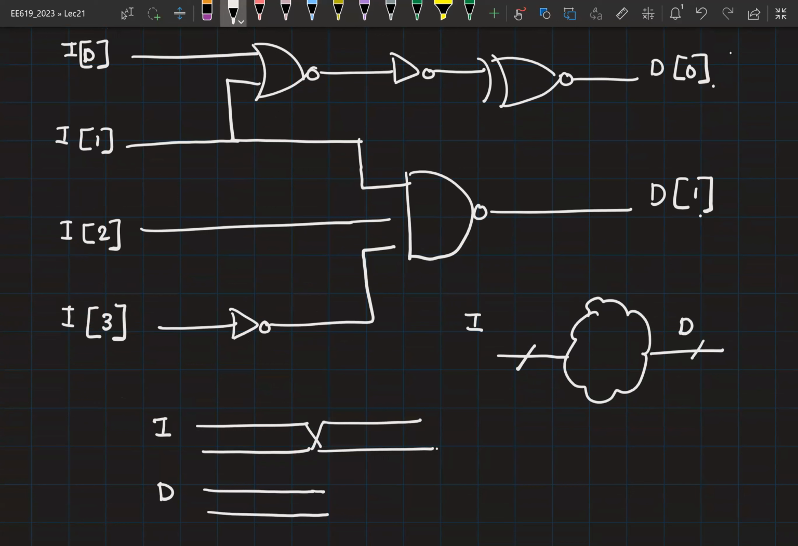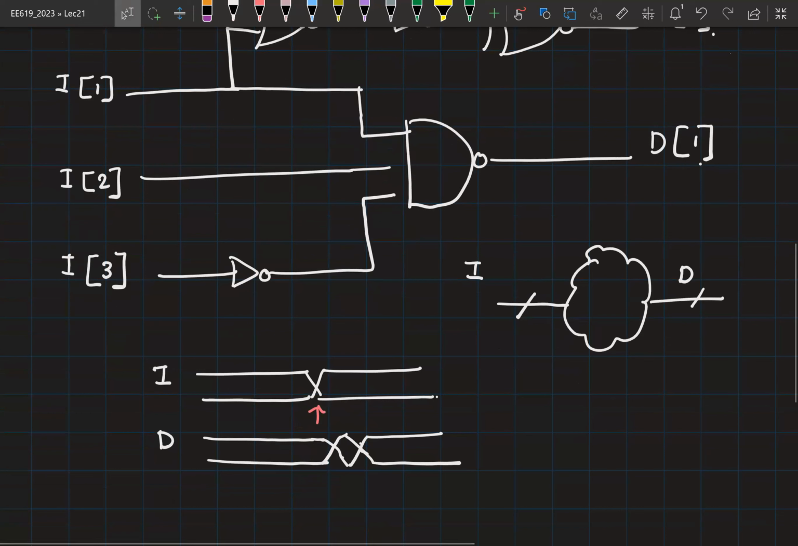So it will start changing sometime after this point with a small delay. Will it settle to the right value in one go? Between D0 and D1, which bit is likely to change first? D1, right? So you'll get some change in D1. Then after a small time delay, D0 will also settle. So your output is going to transition multiple times before it reaches the final value. So both these transitions are a result of the transition at this input. So we mark it with an arrow like this.